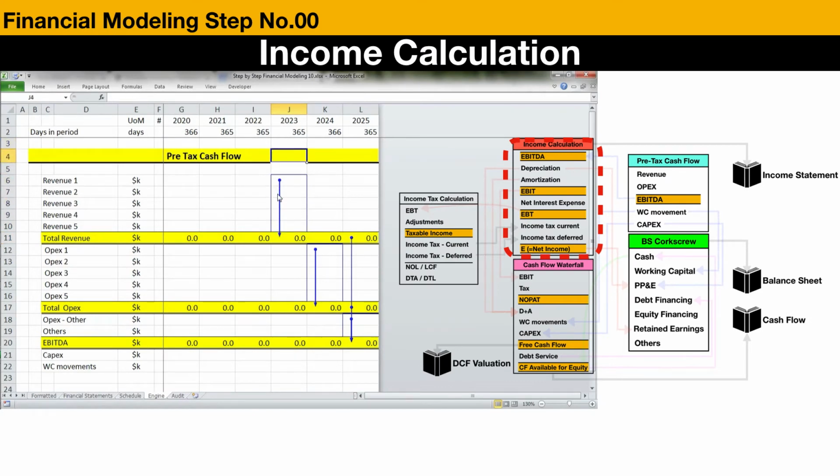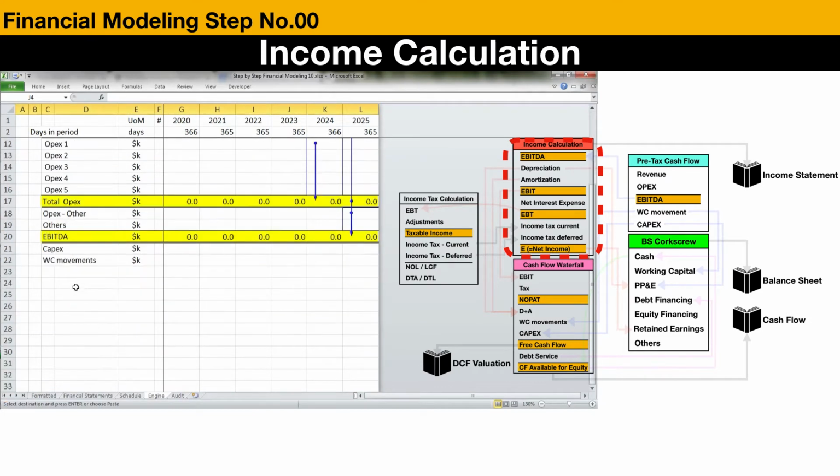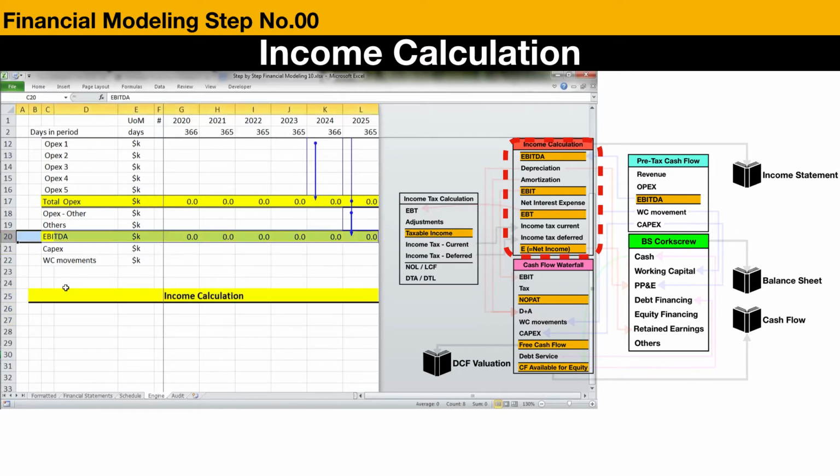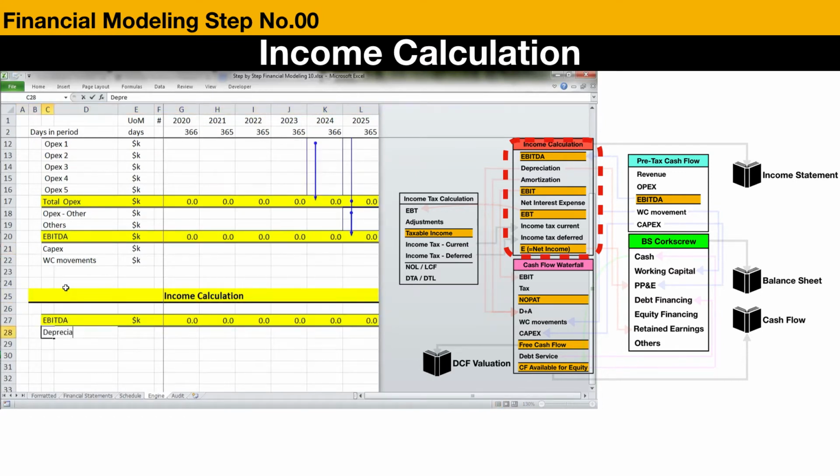Next, we create the income calculation engine. Copy and paste the title of pre-tax cash flow. Then we can override it with income calculation, maintaining the format. It starts from EBITDA. EBITDA is taken from the previous pre-tax cash flow engine. Depreciation and amortization follow. EBITDA is before depreciation and amortization, so if we subtract depreciation and amortization, then it is no longer before depreciation and amortization. So we get EBIT. D and A are gone.